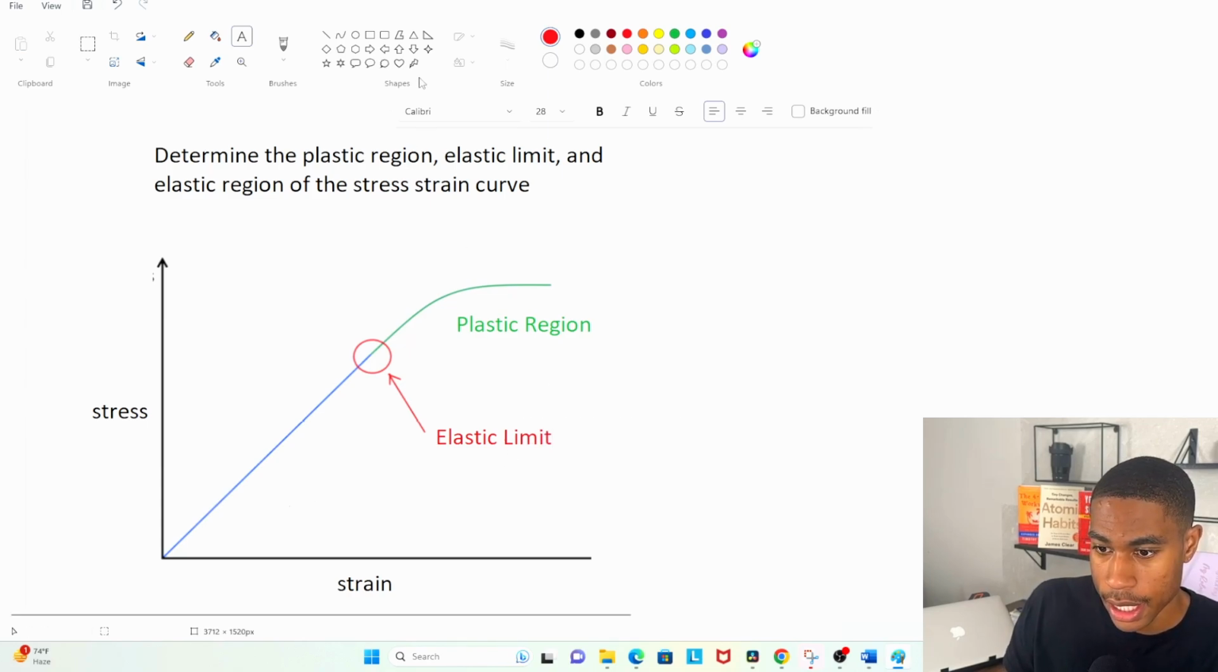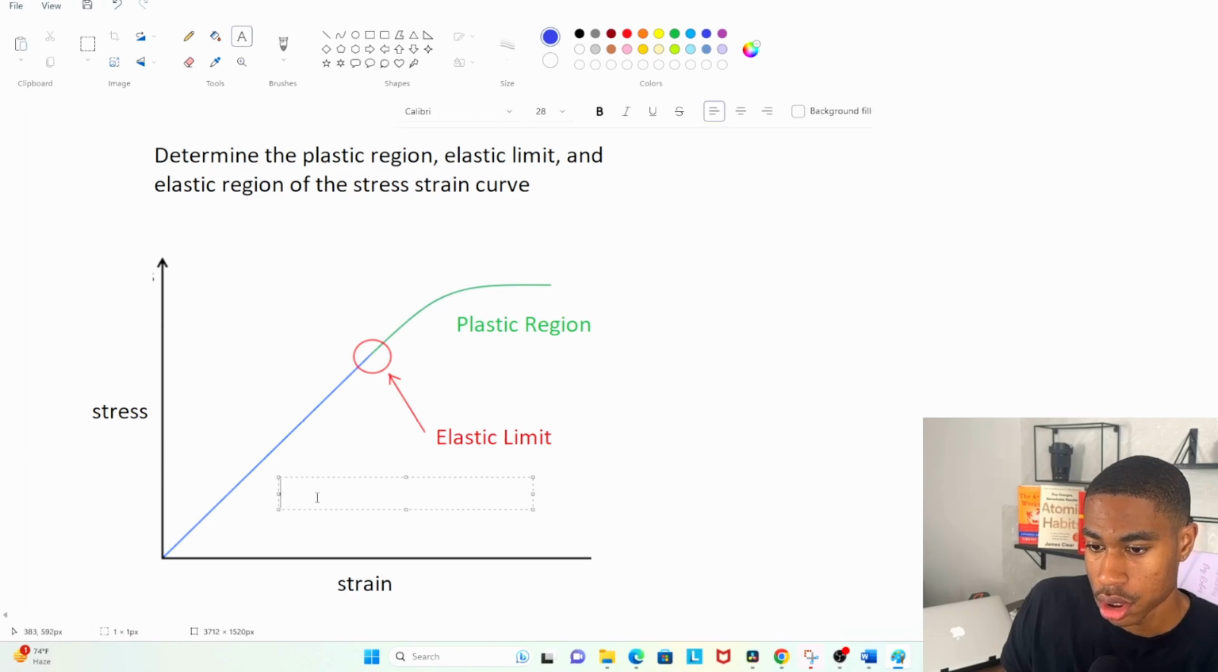And then that leaves us only with one other thing, which is going to be our elastic region. We'll color this in blue. And that's our blue line.